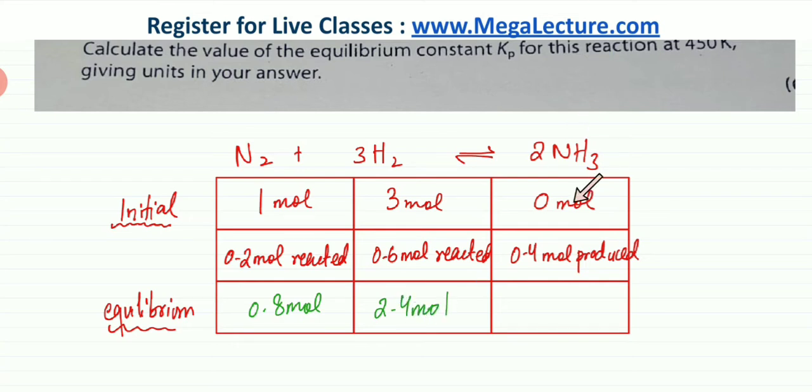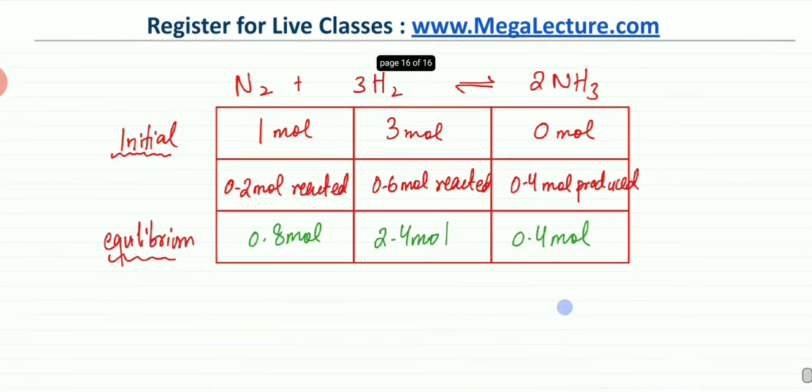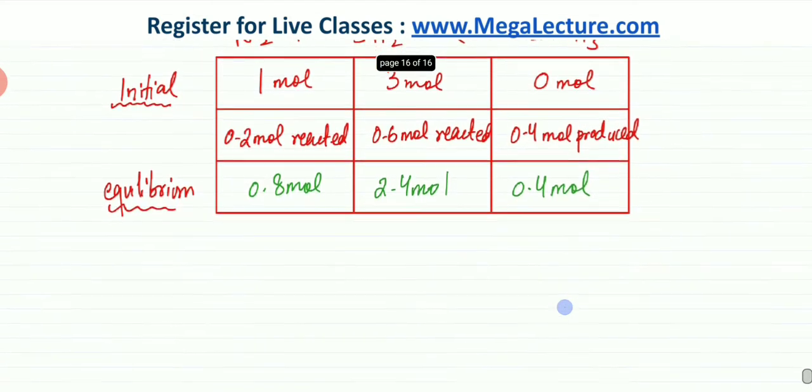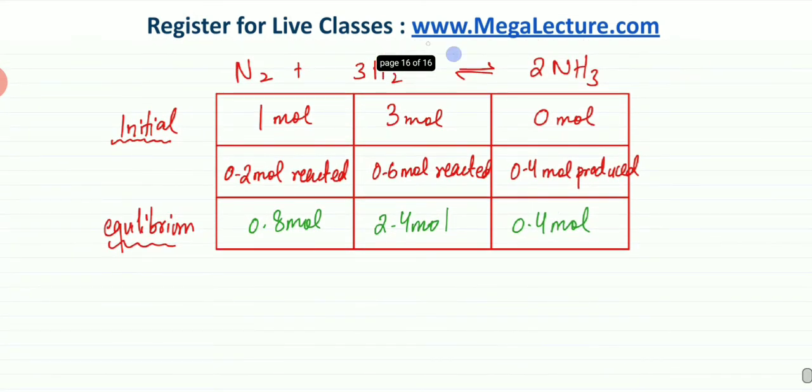On the other side, you had 0 moles. You started off with no ammonia. But 0.4 moles got produced, they were produced in the process. So that means at equilibrium, you're going to have 0.4 moles of this. So you found your equilibrium moles. The next step is that you need to figure out the value of Kp. Now, to find the value of Kp, you need the expression for Kp, which is going to be the partial pressure of NH3, that's going to be squared.